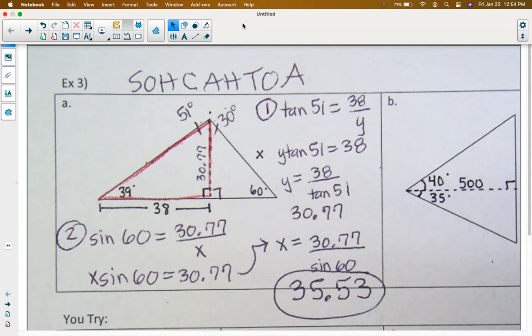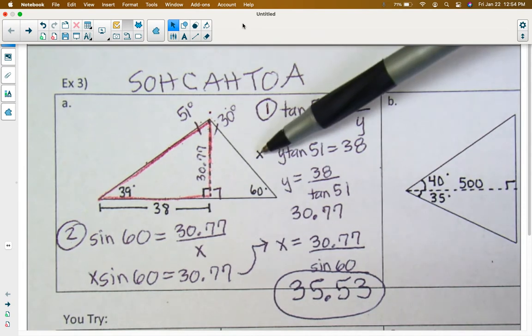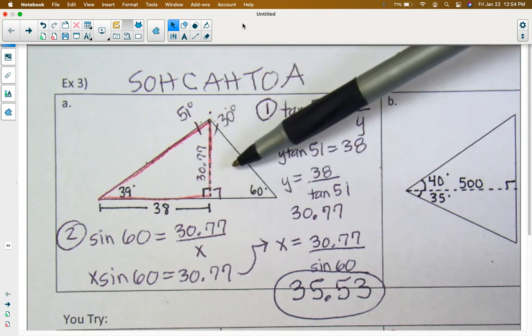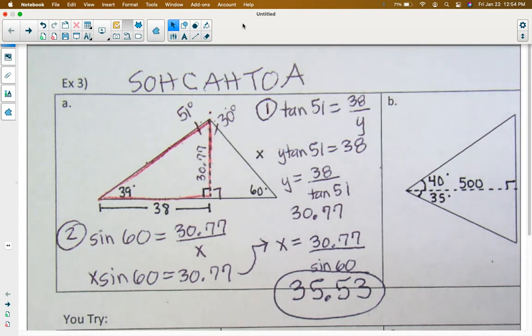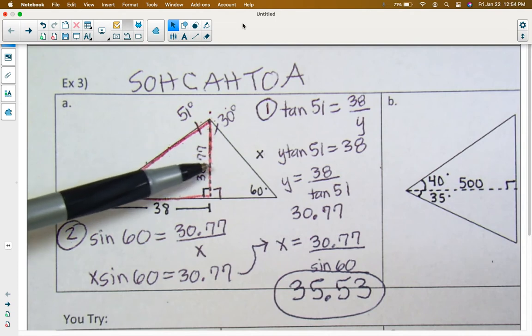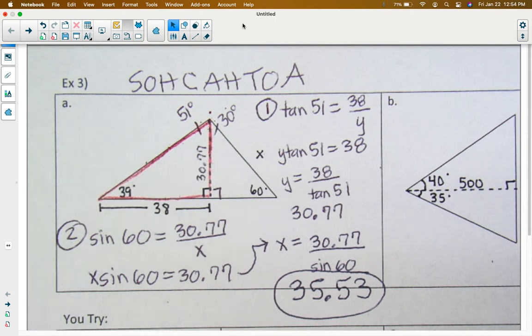So let's recap. We were looking for x, but as the problem was, I didn't have quite enough information in this triangle to figure out automatically what x was. So I used some information in the red triangle to find a missing side. That way I can use that missing side to help me with the other triangle. So that was my strategy in solving this.